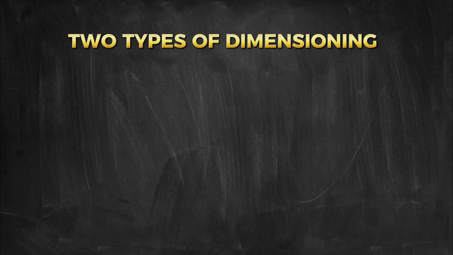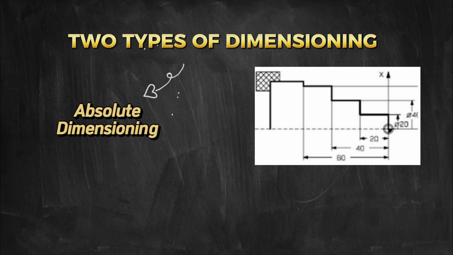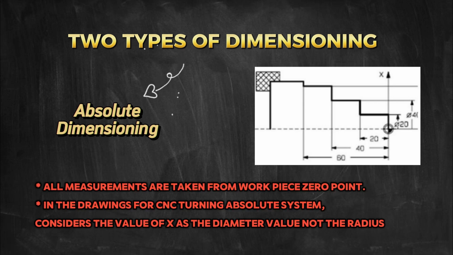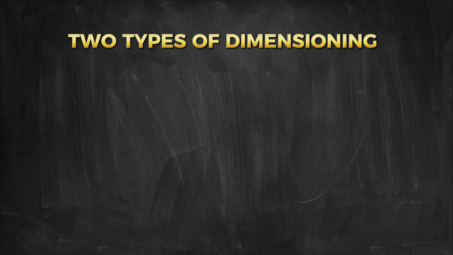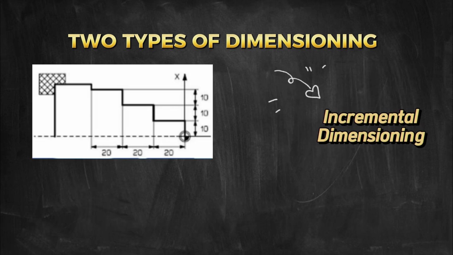Next topic is about two types of dimensioning. First one is absolute dimensioning. In absolute dimensioning, all measurements are taken from the workpiece 0 point. Note that in drawings for CNC turning, the absolute system considers the value of X as the diameter value, not the radius.